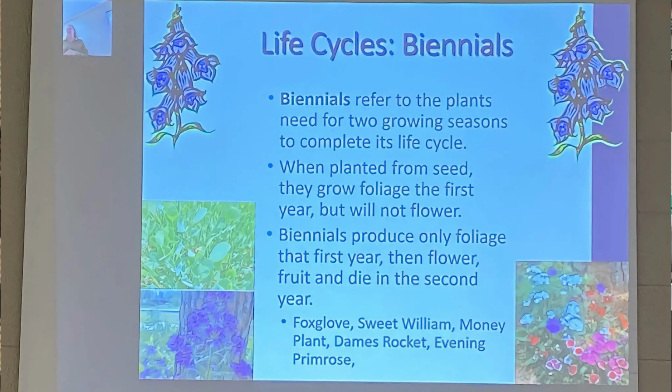And then there's biennials, bi meaning two. Biennials refers to the plant's need for two growing seasons to complete its life cycle. When planted from seed, they grow foliage the first year but will not flower. Biennials produce only foliage that first year, then flower, fruit, and die in the second year. Like foxglove, sweet william, money plant, dame's rocket, evening primrose, hollyhocks, stuff like that.